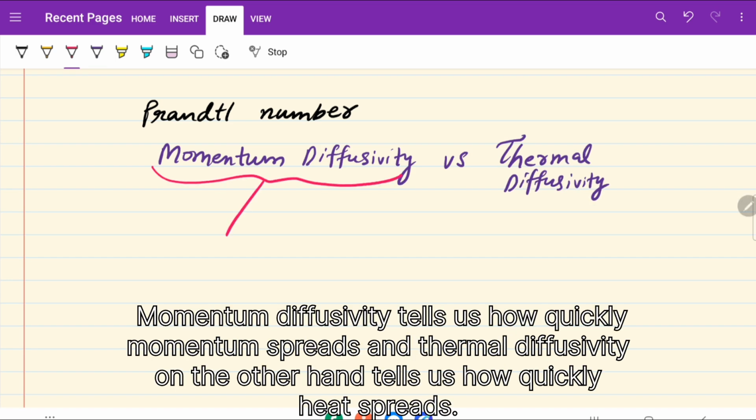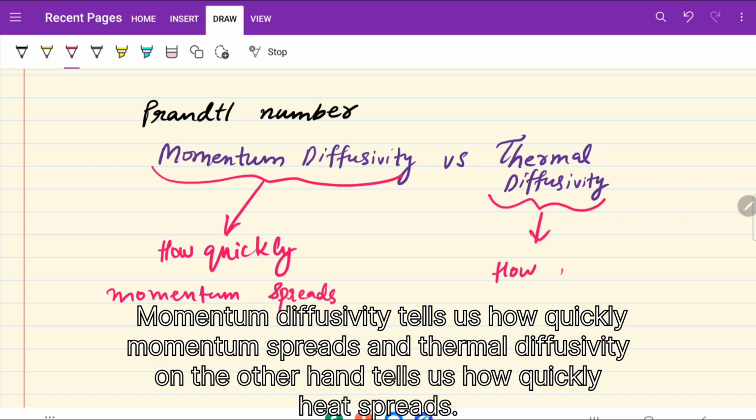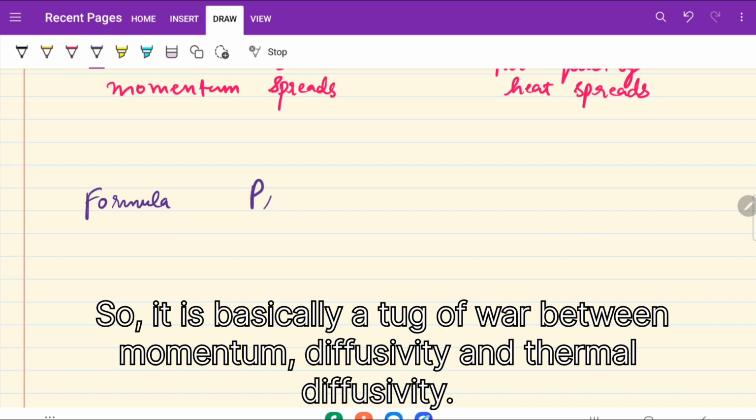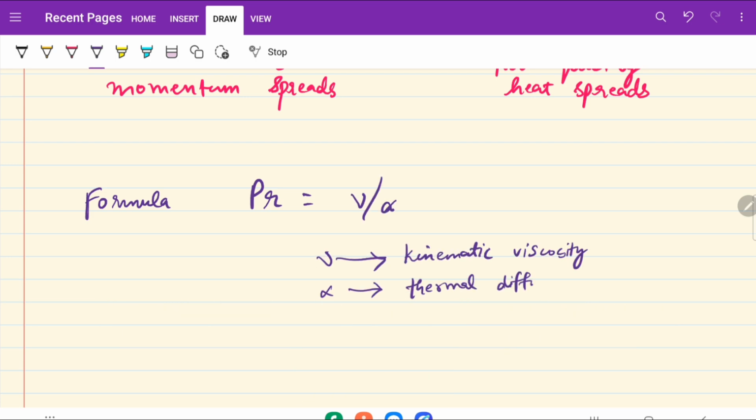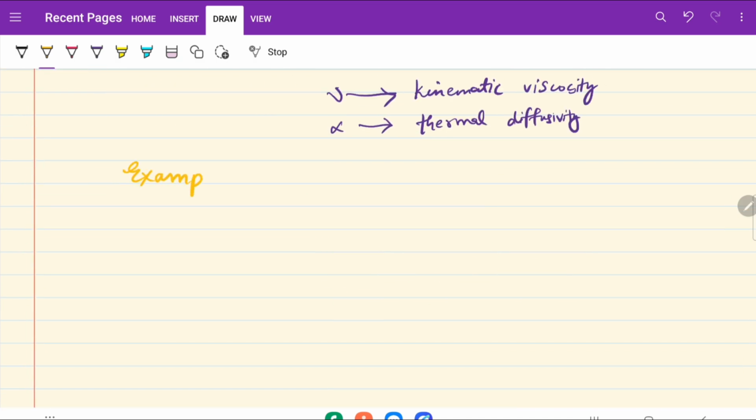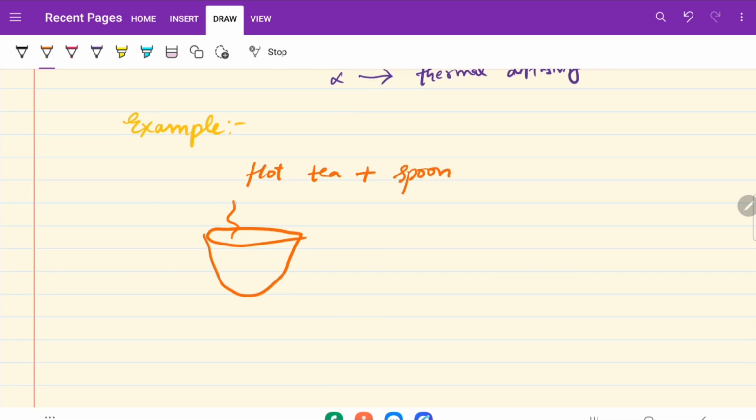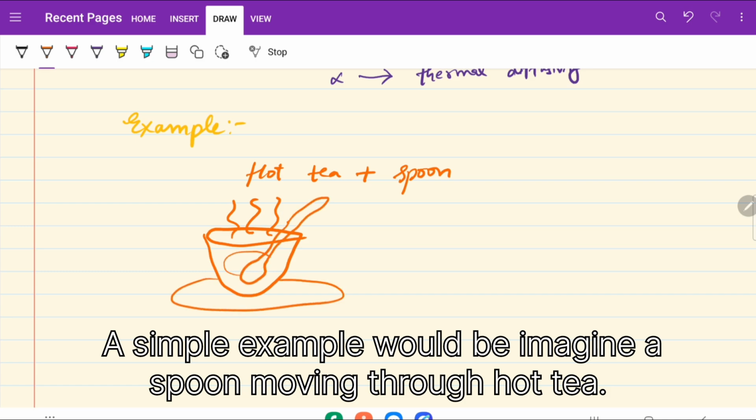Prandtl number: momentum diffusivity versus thermal diffusivity. Momentum diffusivity tells us how quickly momentum spreads, and thermal diffusivity, on the other hand, tells us how quickly heat spreads. So, it is basically a tug of war between momentum diffusivity and thermal diffusivity. And coming on to the formula, it is nu by alpha, where nu is the kinematic viscosity and alpha is the thermal diffusivity.